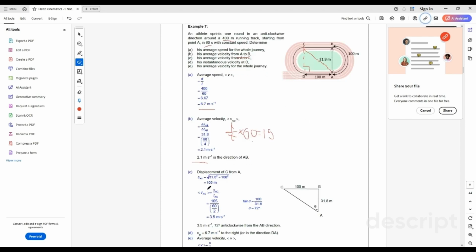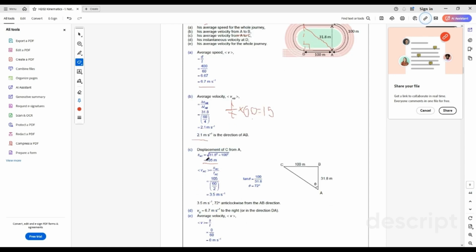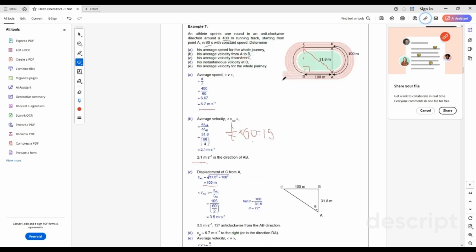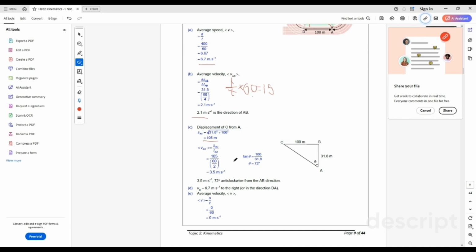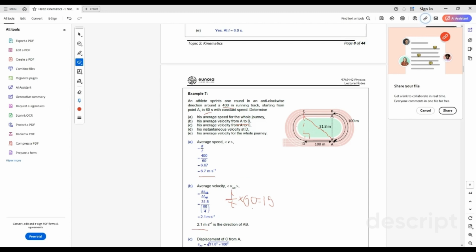And then the angle is just the same thing. Then to find the average velocity for the whole journey, since the athlete actually returned to the same place as he started, there is no displacement, so the displacement is 0. Divided by the total time of 60 seconds, we get 0 meters per second.